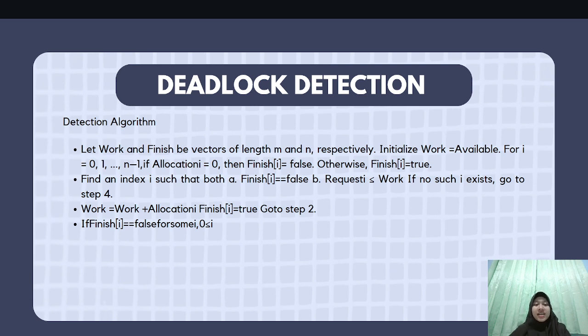Find an index i such that both finish[i] equals false and request[i] is less than or equal to work. If no such i exists, go to step 4. Work equals work plus allocation, finish[i] equals true, go to step 2. If finish[i] equals false for some i, 0 less than or equal to i, then the system is in deadlock.